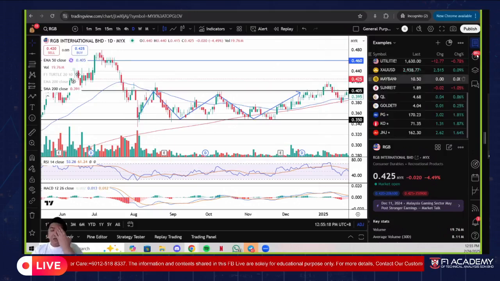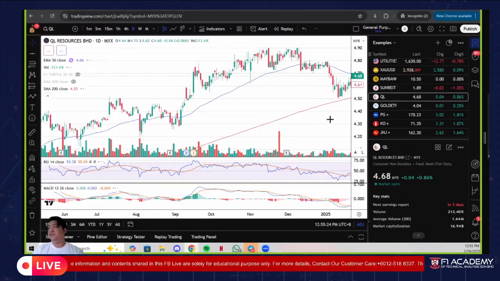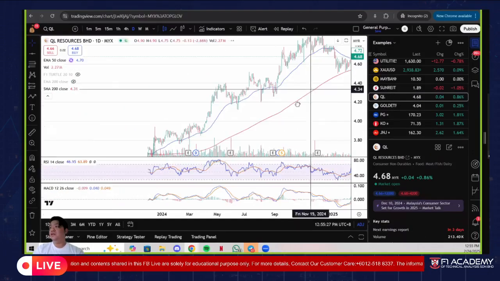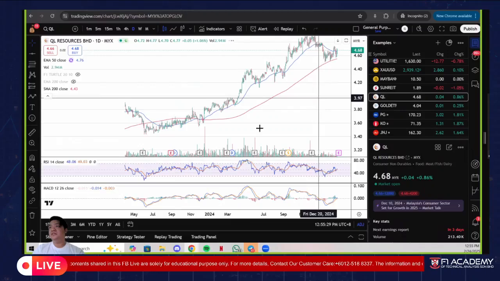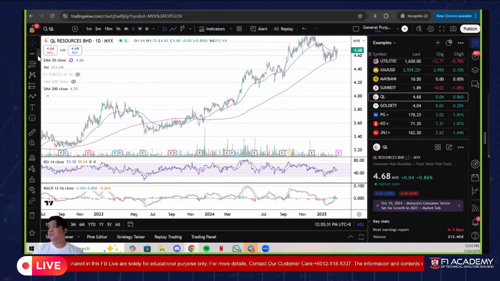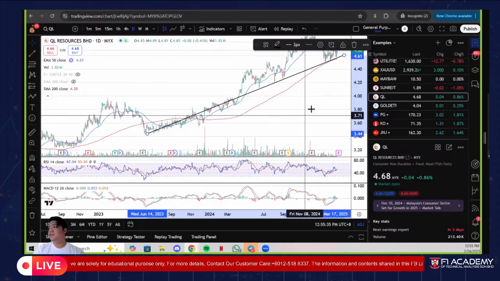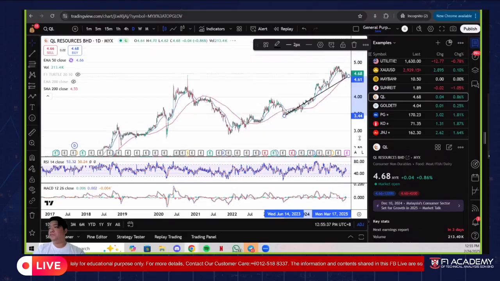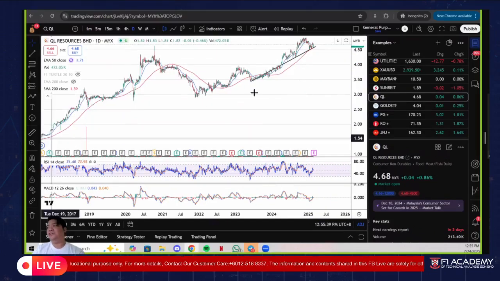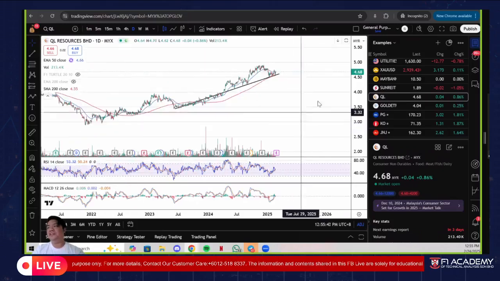So consumer staples, QL. I'm sure a lot of you guys know QL. We're going to zoom out for a second to show you, right? Look at that. It's a beautiful uptrend since 2023. Probably longer than that, actually. See, it actually has been an uptrend. You get the idea, okay? I'm not going to over explain. The point is you get the idea.